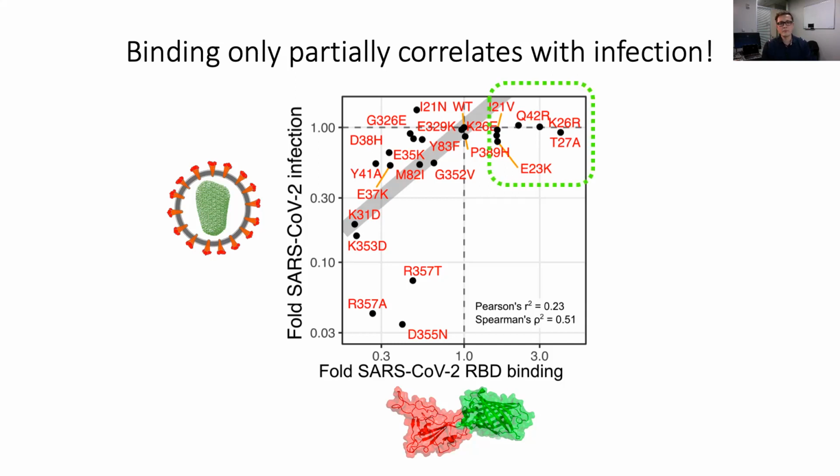Notably, a number of variants that bound the RBD 2-fold or greater had no enhancing effect on pseudovirus infection. And furthermore, variants that had 2-fold or greater reductions in binding could be anywhere in the range of infection. For example, this R357T variant bound roughly 2-fold worse than wild type, but reduced pseudovirus infection more than 10-fold. While on the other hand, the I21N variant also bound roughly 2-fold worse than wild type, but promoted even more pseudovirus infection than wild type.